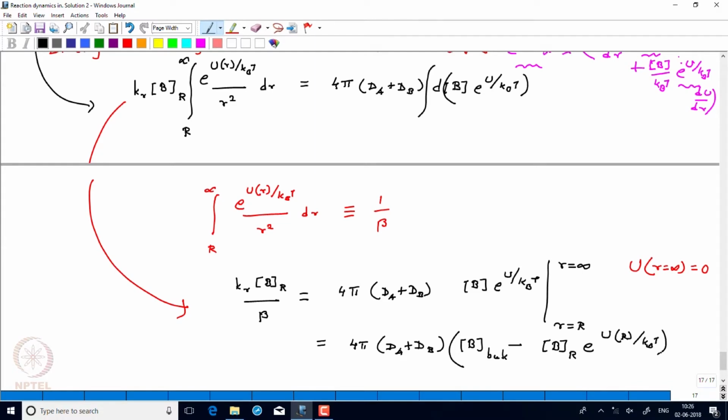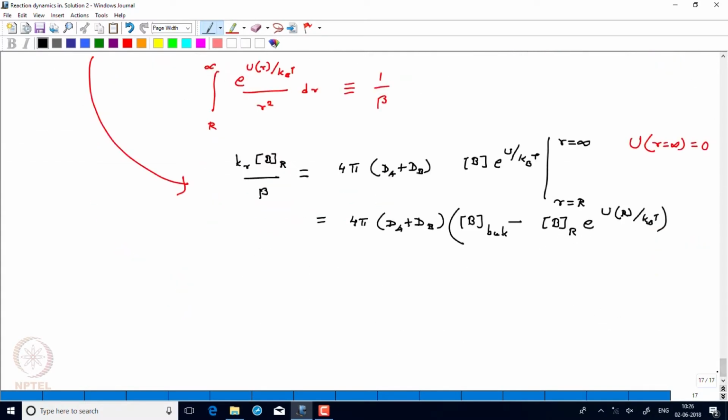So that way we can write it, and then we can rearrange the terms. So we are done with the integration. Let us just rearrange it. So we'll have B at position R, times KR divided by beta.